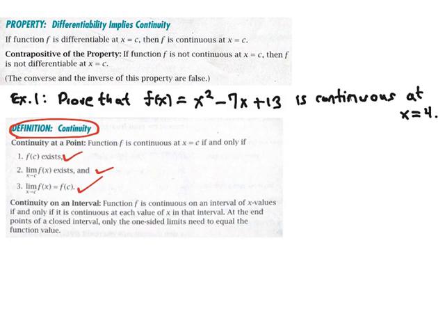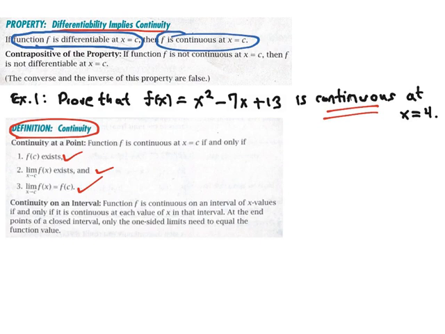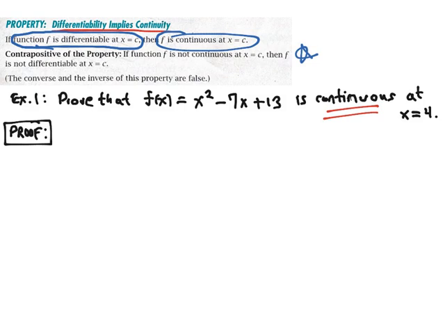There's also an alternative way you can prove that this function is continuous at x is equal to 4, and that is by using the property that we're learning today. Differentiability implies continuity. So if we can show that the function is differentiable at x is equal to 4, then by this property it must also be continuous at x is equal to 4, and that's how we'd like to do that today. So all we have to do is demonstrate that the function is differentiable at x is equal to 4, and use this property to conclude that therefore it must also be continuous at x is equal to 4.